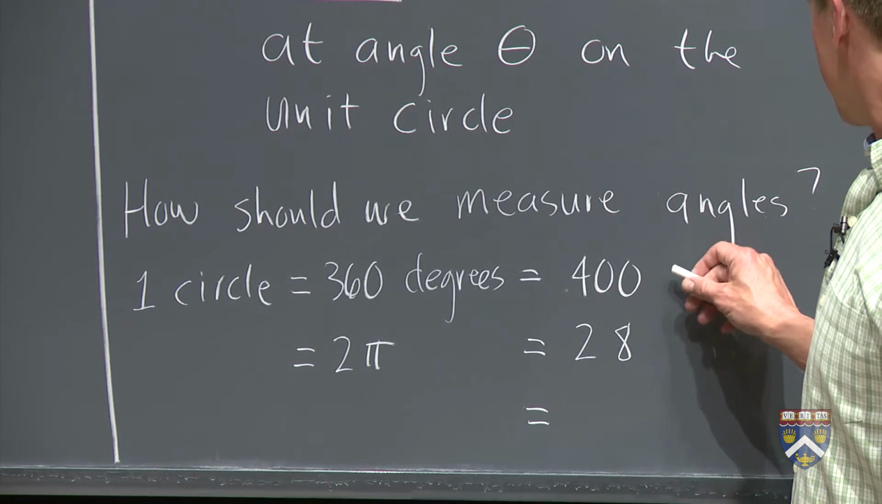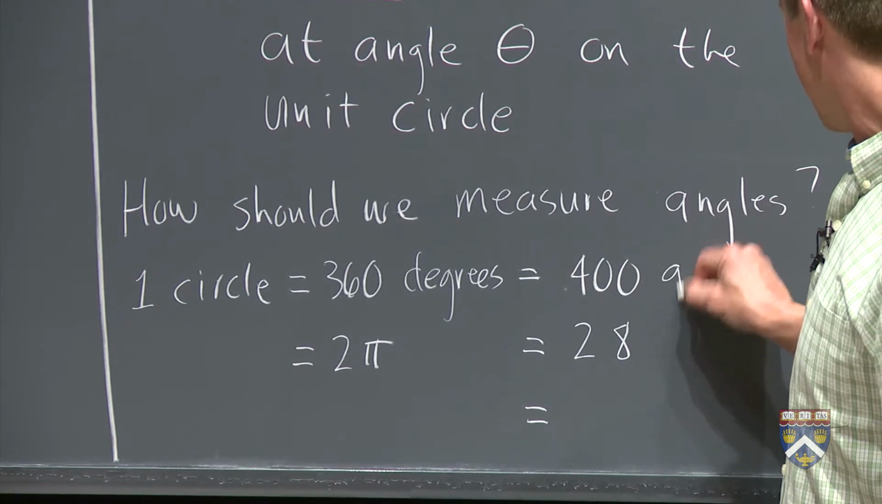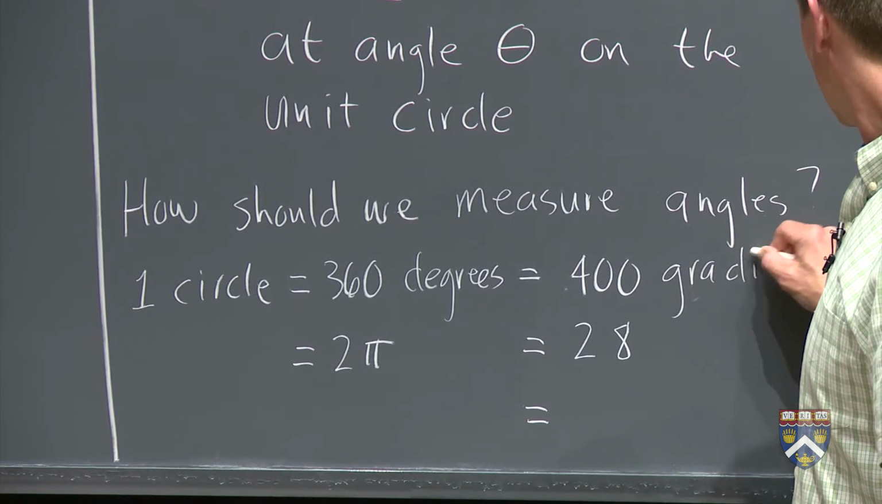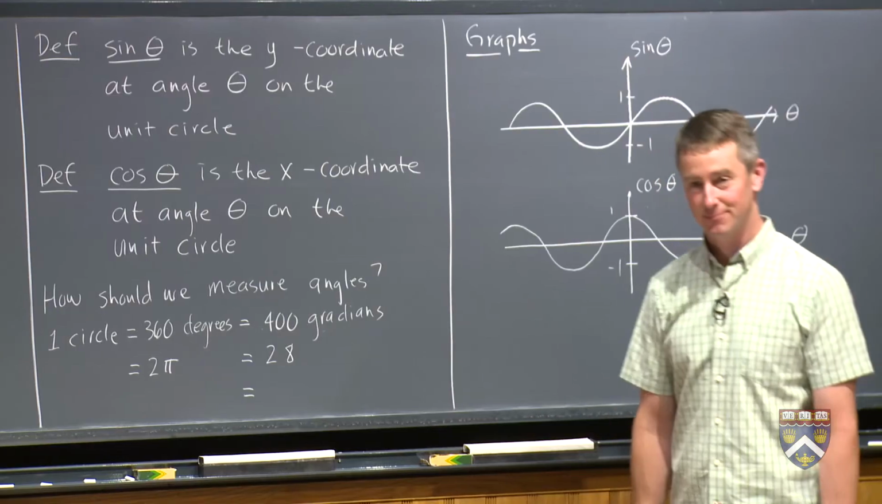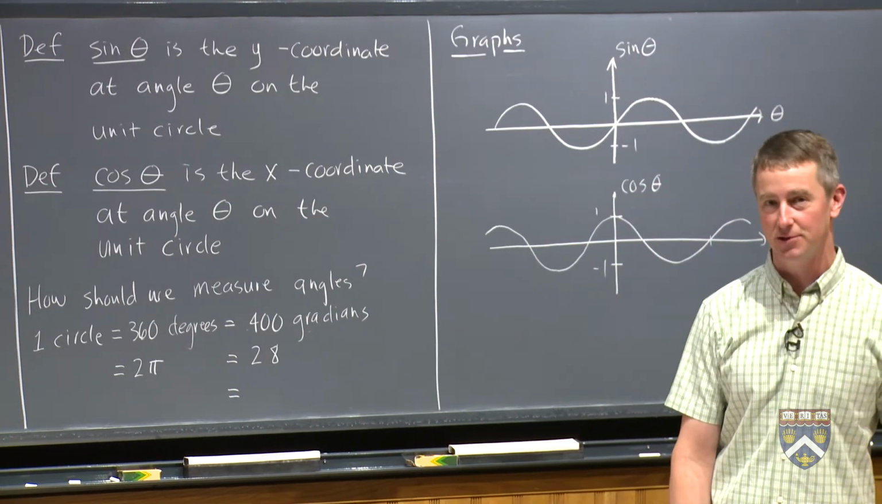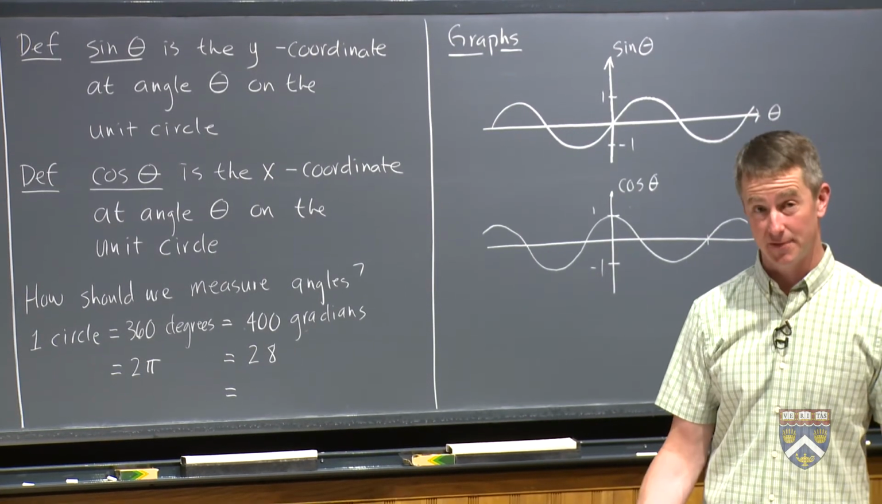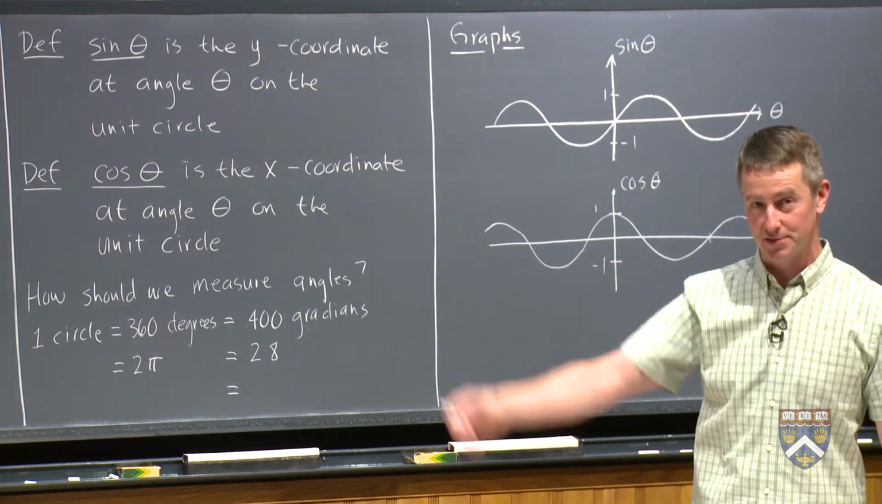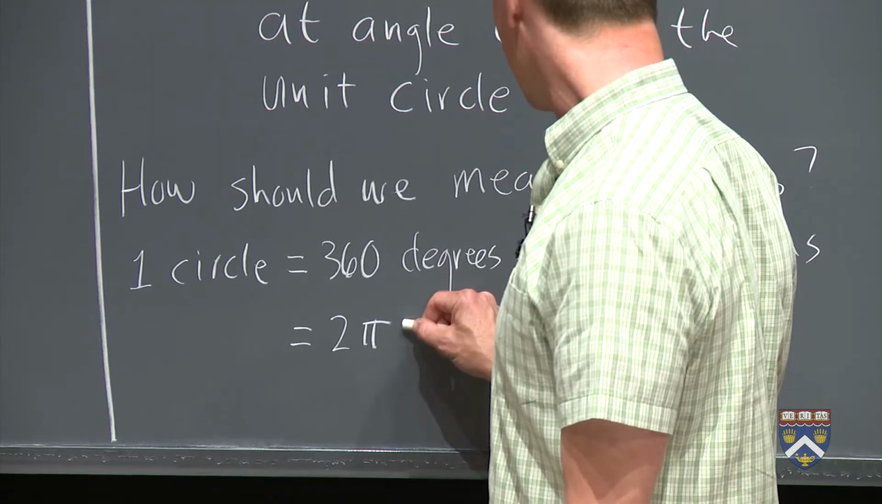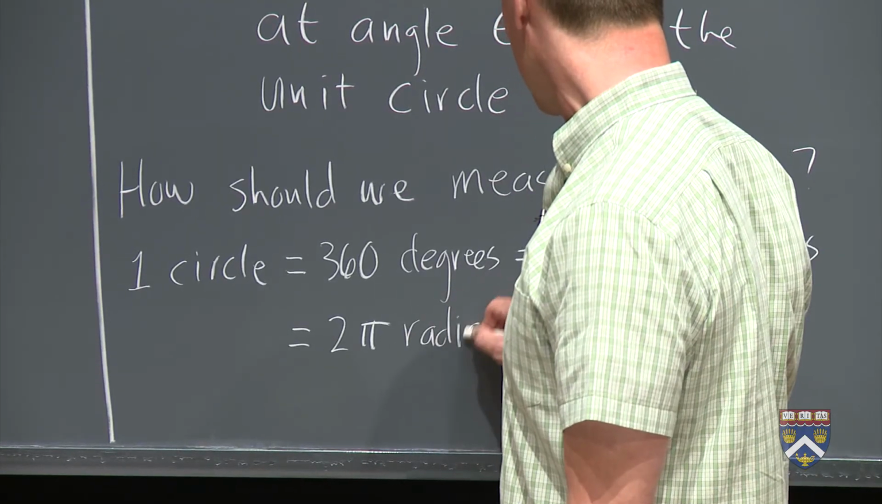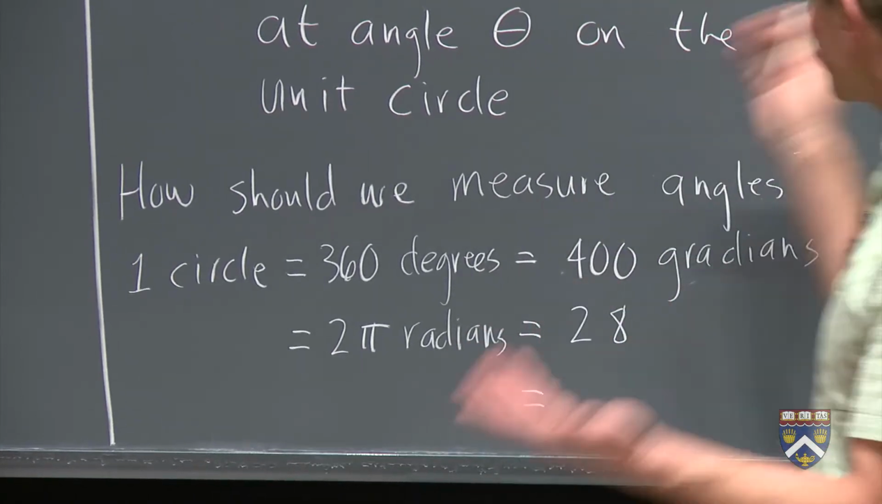Shortly after the French Revolution, when they were coming up with the metric system, they decided that there should be 400 gradients in a full circle. That hasn't caught on so much, but it does still survive, apparently, I'm told, in surveying. So when you see somebody out doing land surveying, they measure in gradients. There's 2 pi radians. That's one that we'll talk about in a minute. But you can really use anything you want.